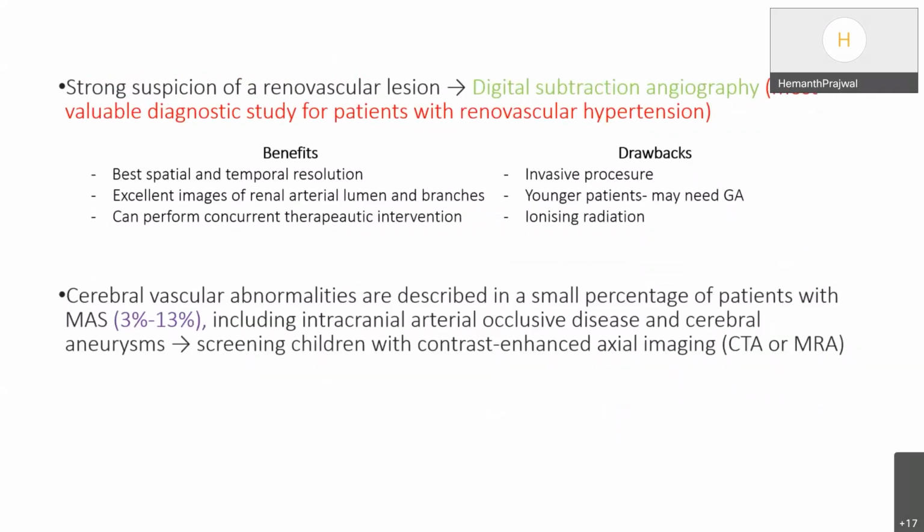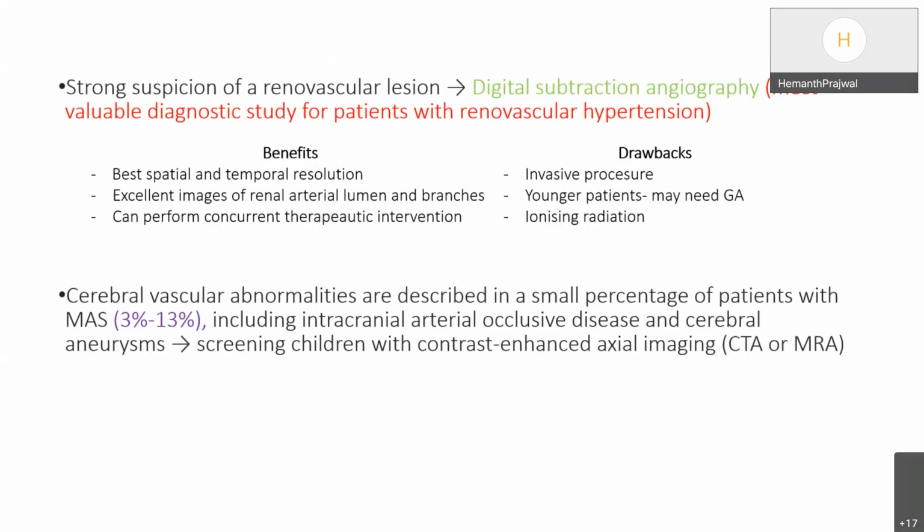If a renovascular lesion is strongly suspected on clinical history and examination, a digital subtraction angiography can be done directly, and it is the most valuable diagnostic study for patients in this population. Benefits are it has the best spatial and temporal resolution, excellent images of the renal arterial lumen and branches, and concurrent therapeutic intervention. The disadvantages are the need for GA in younger patients, it being an invasive procedure, and ionizing radiation is used.